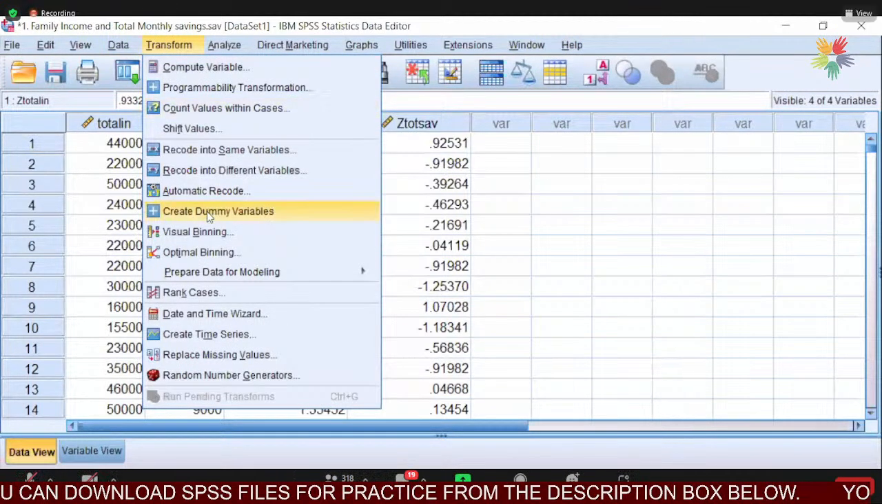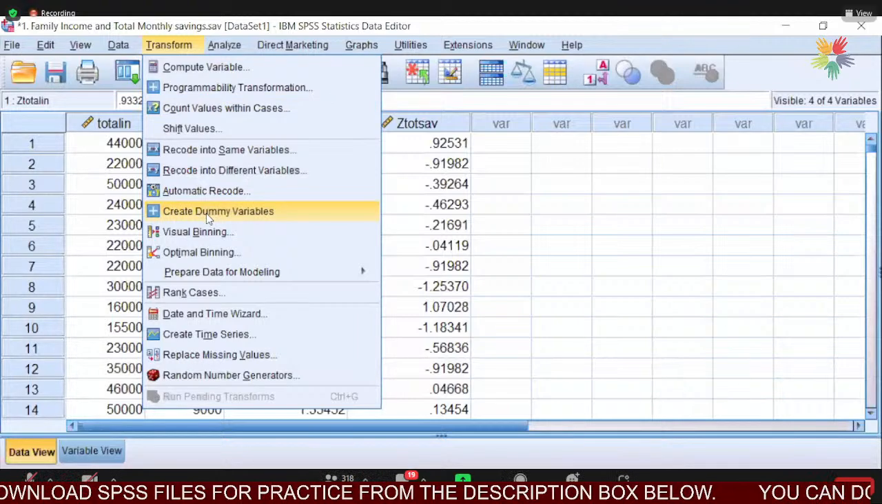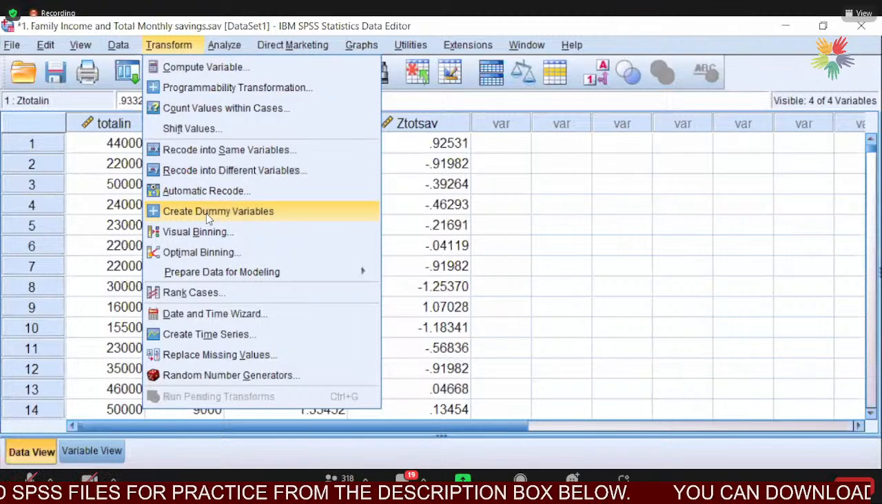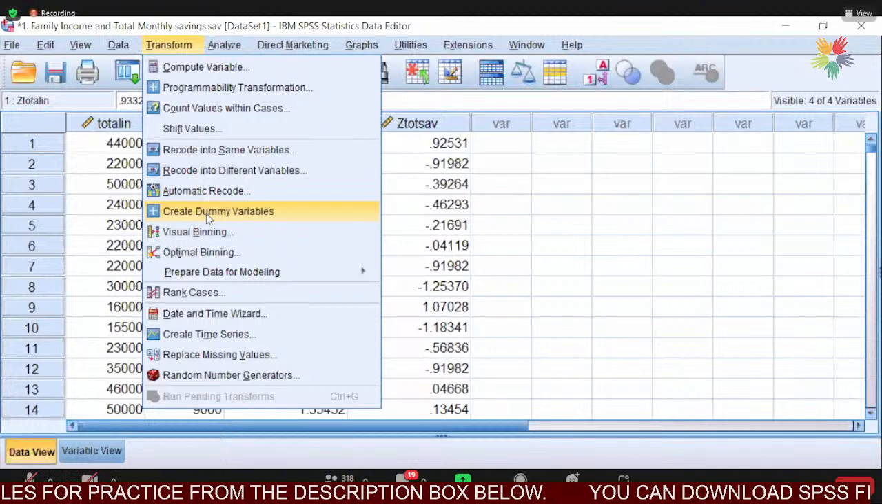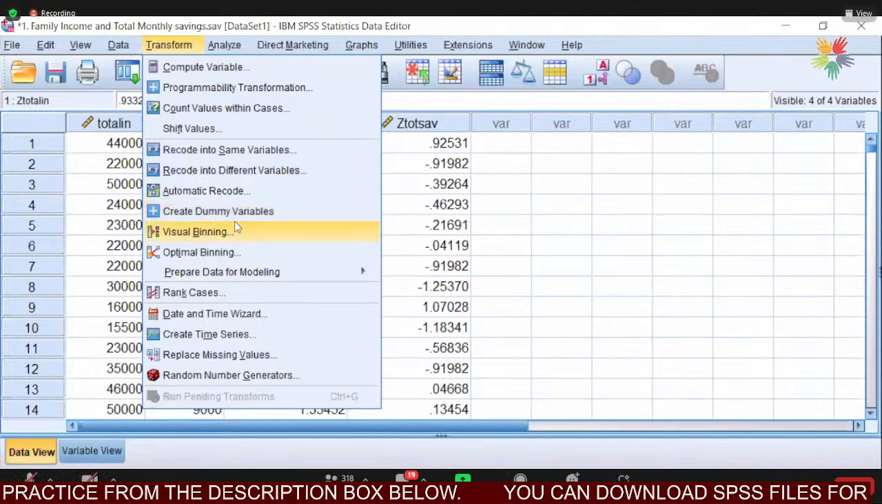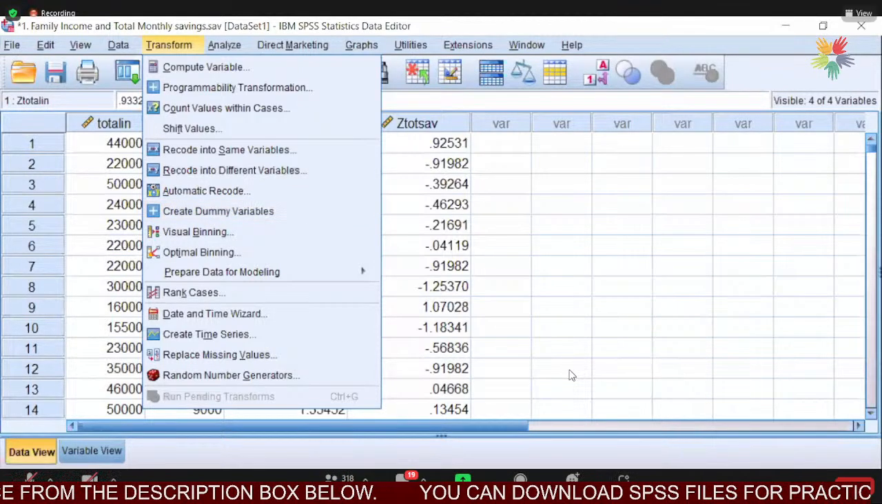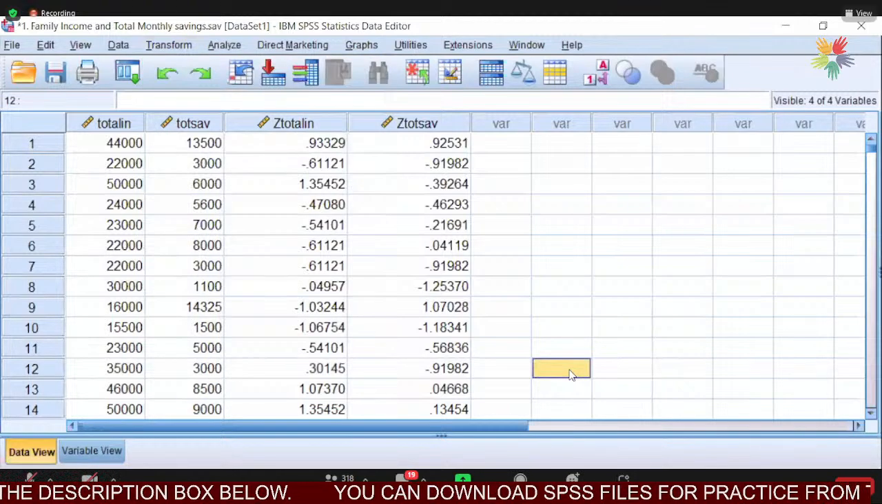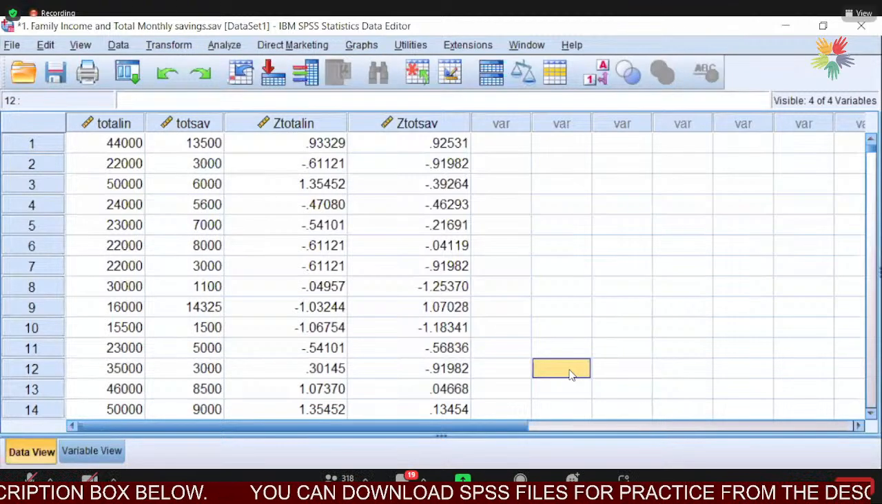Create a dummy. All right, create a dummy. Transform is meant for all. Okay, so manually we will try to create. Then only you will understand something, right?